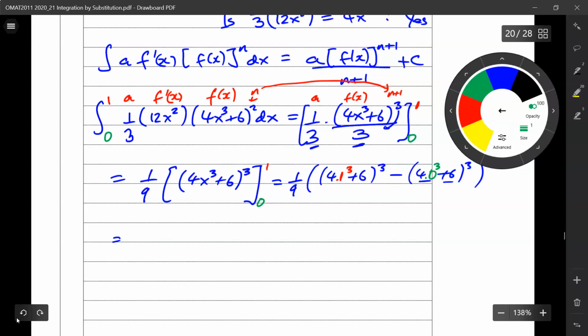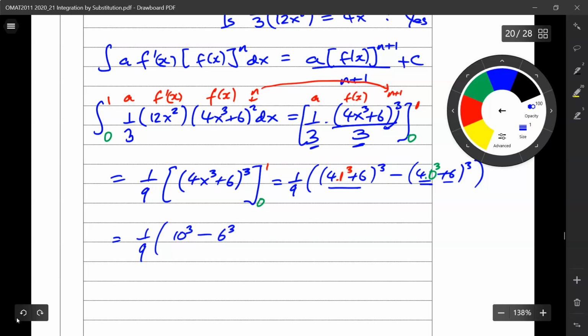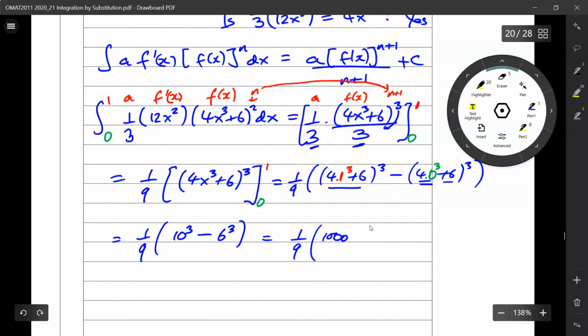So if I recalculate now with the easier limits, because I made a mistake on those ones, that gives me 1/9 times, now here we have 4 plus 6 is 10, so it's 10 cubed minus, and here we have 4 times 0 is 0 plus 6, so we have 6 cubed here. So this is much easier. This gives me a 9th times 1,000 minus 6 cubed. So it's 1,000 minus 216.